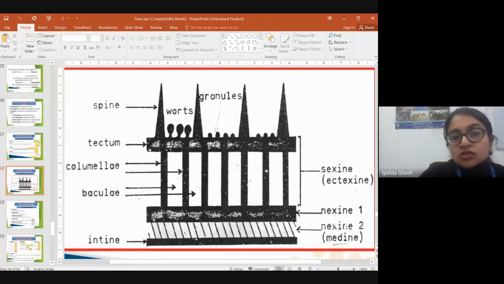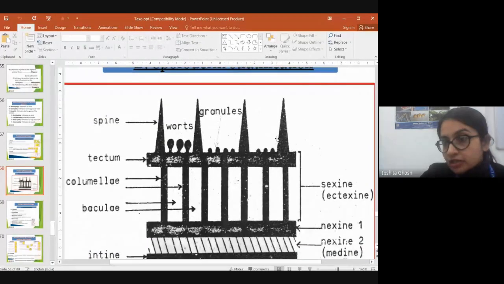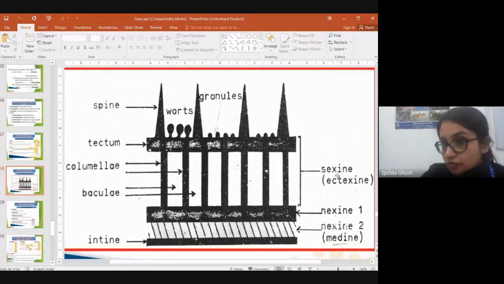Now, we'll go from the innermost layer to the outermost layer gradually. The sporoderm is actually the layer of the pollen which we are going to study, and there are different segments of this layer. The sporoderm comprises different structures and different layers of arrangement. If we start from the innermost layer, it is called the intine. As you can see, it has been labeled. The innermost layer is called intine.